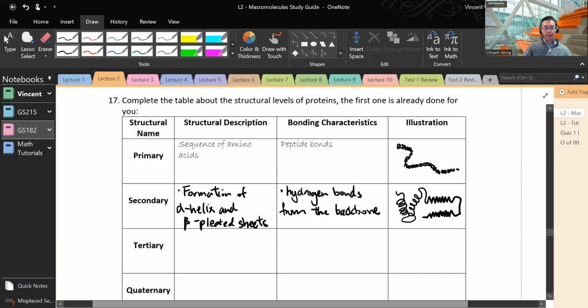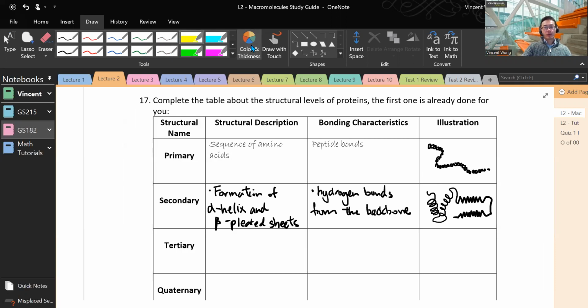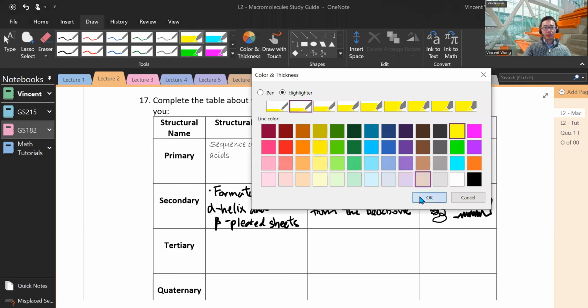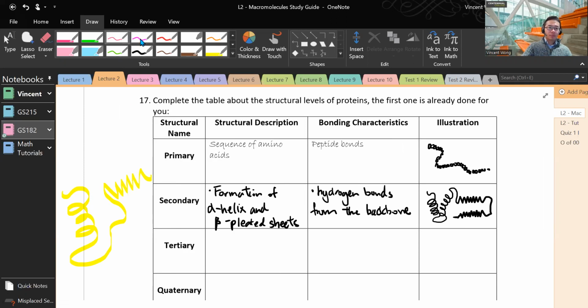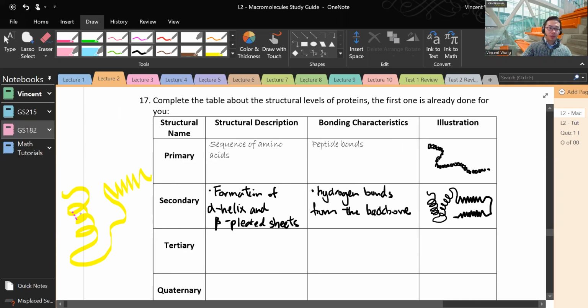So remember what I drew earlier just a couple minutes ago? You have the peptide backbone here. One part of the backbone might be able to form some hydrogen bonds with another part of the backbone. And these hydrogen bonds are what's stabilizing the secondary structures.